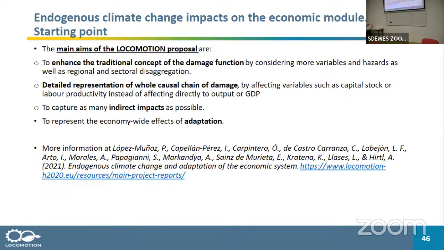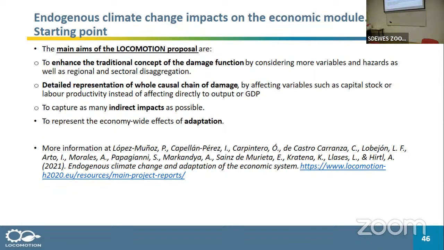So starting from this point, the main aims of the LOCOMOTION project in these terms are, first of all, to enhance the traditional concept of DAMAC factor by considering more variables, not only GDP, and more hazards, as well as the regional and sectoral disaggregation, 55 regions and 62 sectors.